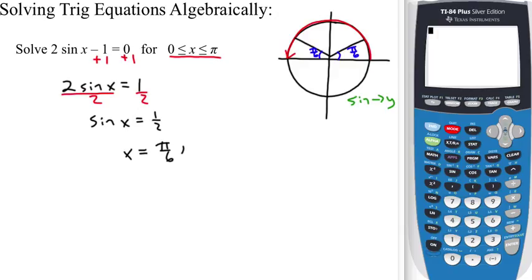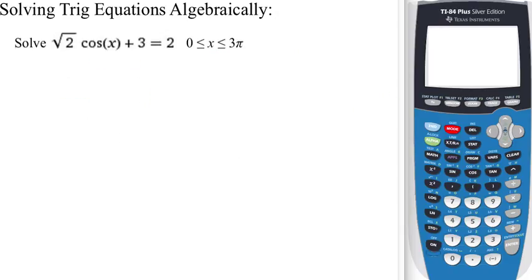Well, pi is 6 pi over 6, so pi over 6 short of that would just be 5 pi over 6. So there's my second answer. So I have 2 answers for this problem. I know I'm done because anything else would be in the third or fourth quadrant, which would be more than pi. So there's the first one.